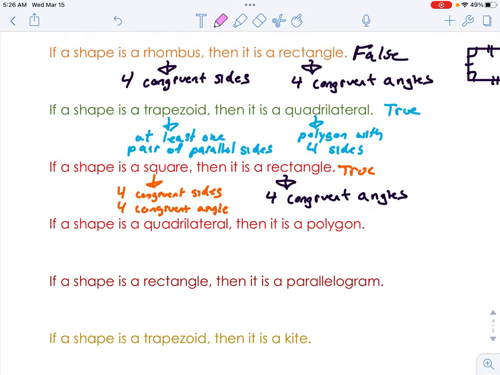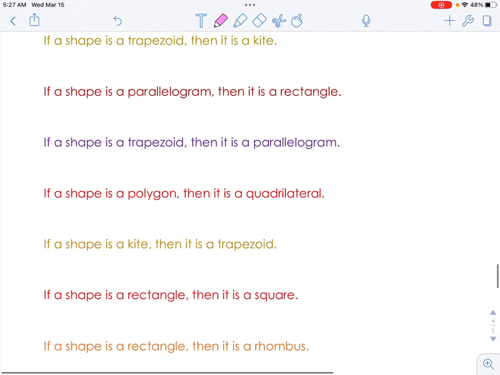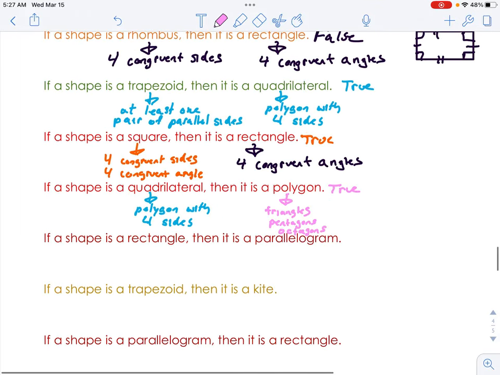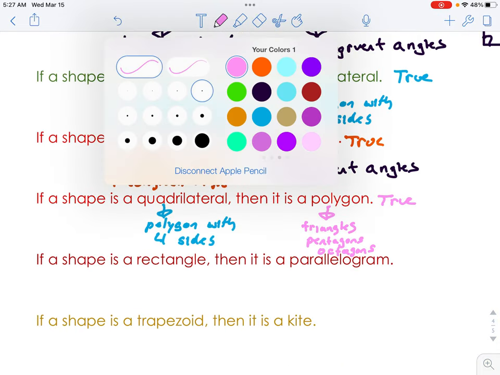All right. If a shape is a quadrilateral, and it is a polygon, and the way I wrote this, yeah, it's true. It's a polygon with 4 sides, so this is true. Quadrilaterals are a type of polygon. Examples of polygons are triangles, pentagons, octagons, and so on and so forth. A lot of these definitions. This is so fun.